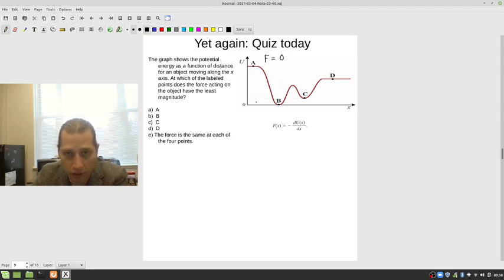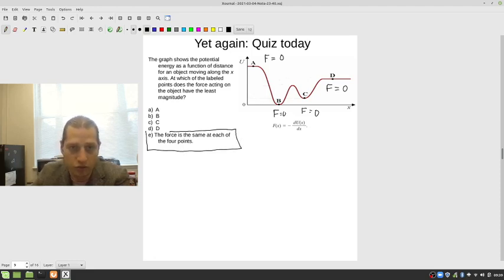How about right here? Again, it's at the bottom of a valley. The slope is 0, so the force is 0. Bottom of a valley, slope is 0, force is 0. Here again, our potential energy is not changing. So if it's flat, the slope is 0, so the force is 0. So we have to conclude that the force is the same at each of those 4 points. All right, a little interesting.